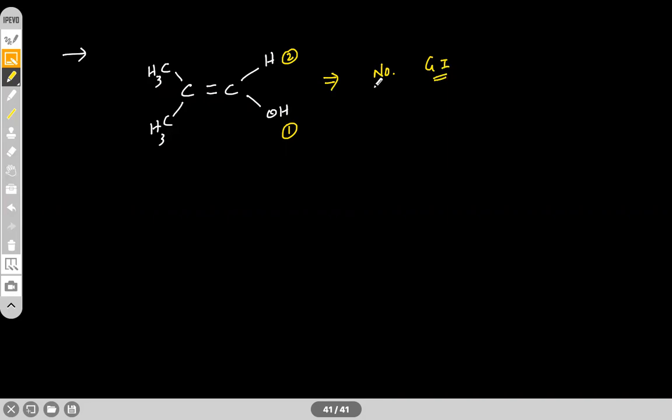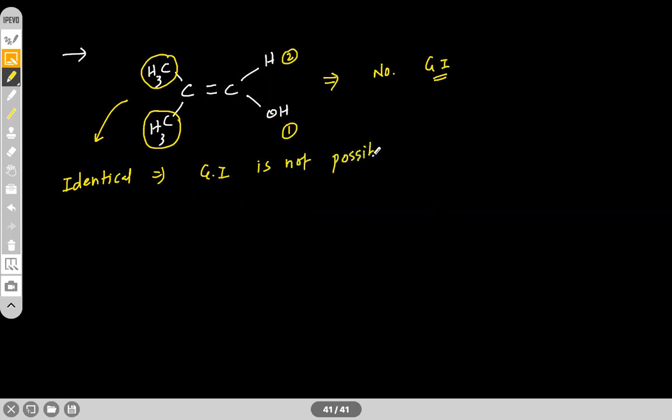And this is the condition for a molecule to show geometrical isomers. If these two groups, the two atoms or groups attached to the same double bonded carbon atom, are identical, same group attached, then GI, geometrical isomerism, is not possible. And hence there is no point of assigning priority onto this.